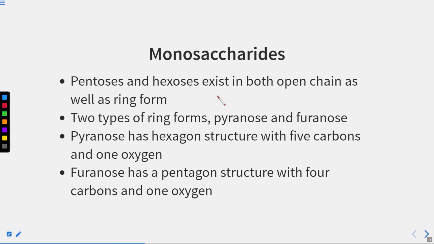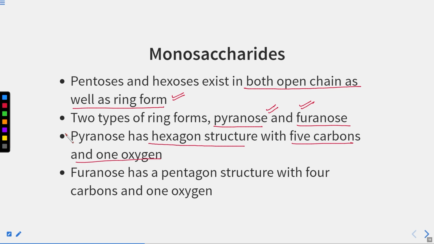Now, pentoses and hexoses exist both in open chain form as well as in the form of a ring. There are two types of ring forms, pyranose and furanose. Pyranose has a hexagon structure with 5 carbon and 1 oxygen. So if it is a pyranose, it will be a hexagon structure like this, right? 1 oxygen and 5 carbon.